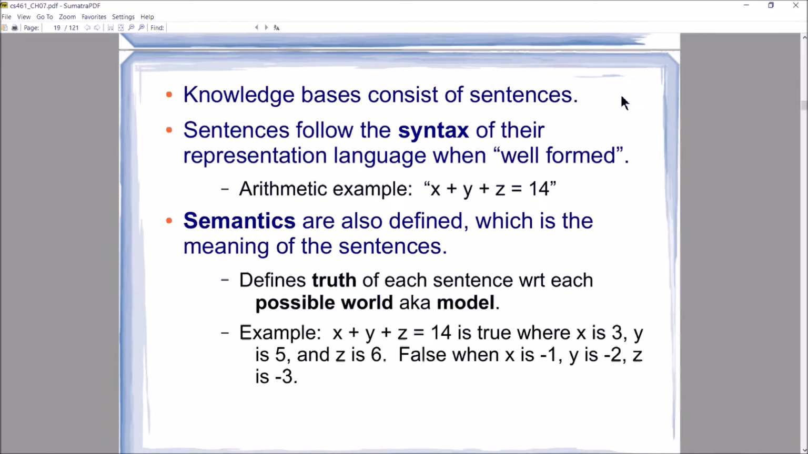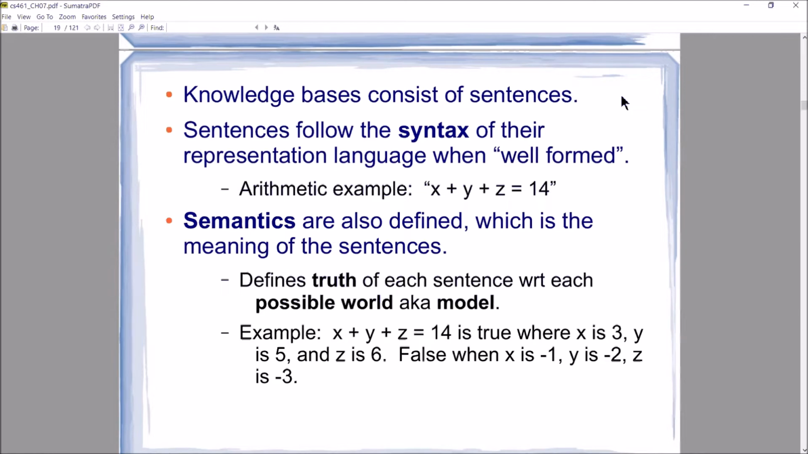The way it's formed is following the rules for writing arithmetic expressions. But what that sentence actually means, that is the semantics. Okay, so that's going to define truth, right? What something means is going to help us to define the truth of a sentence. And that truth is going to be defined with regards to each possible world. When we talk about each possible world, we're talking about a model.